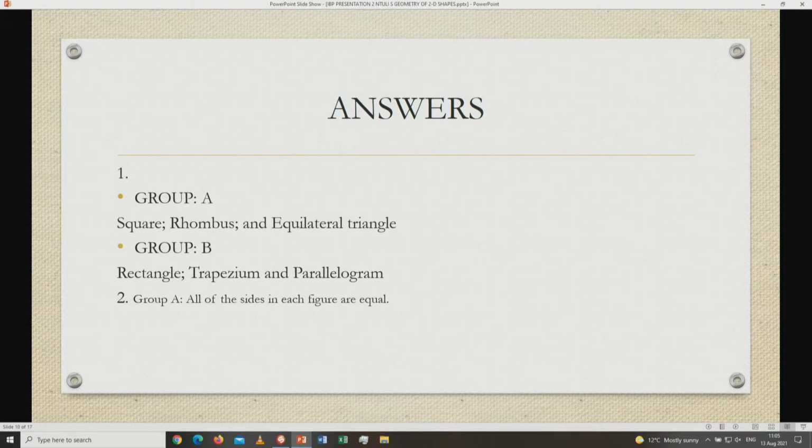Remember, we spoke about a square, a rhombus, and an equilateral triangle. What we learn there is that all the sides in each shape are equal. Group B, at least one pair of opposite sides is parallel. That is what we have discovered in group B, because we have a rectangle, a trapezium, and a parallelogram. So we are not saying all, at least one pair of opposite sides is parallel. And at least a pair of opposite sides is equal.